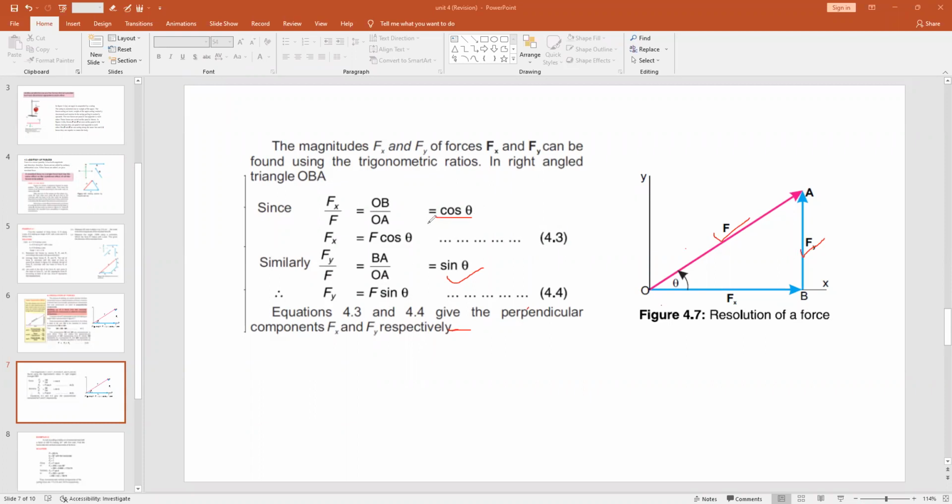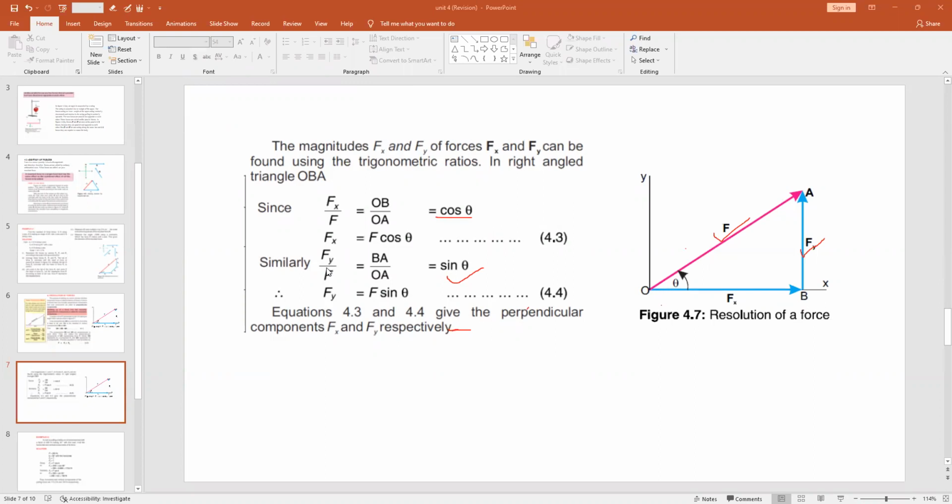With the help of cos theta and sine theta, we can find out the values of Fx and Fy respectively. To find the value of Fx, we have to move this F to the other side, as F is dividing Fx. When it goes to the right hand side, it will be multiplied, and we will get Fx is equal to F cos theta. So this is the value of the x component.